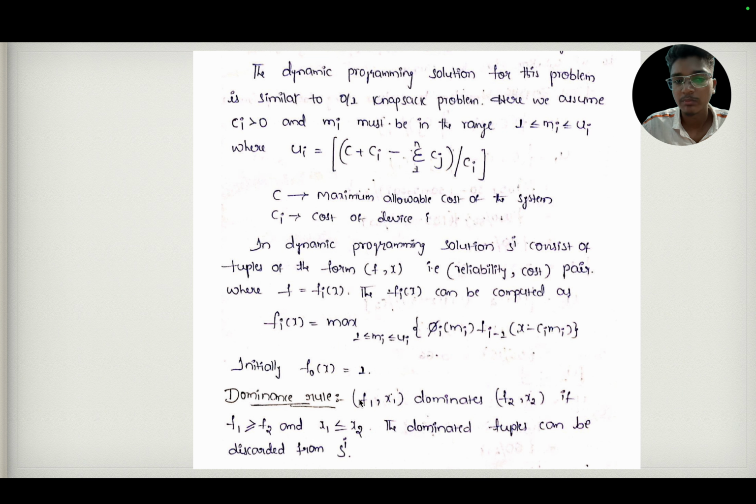Dominance rule. What is meant by the dominance rule? (f1, x1) dominates (f2, x2) if f1 is greater than or equal to f2 and x1 is less than or equal to x2. Normally, the tuples should be in ascending order of cost; if the first one has more cost with less reliability, then it will be discarded from Si.